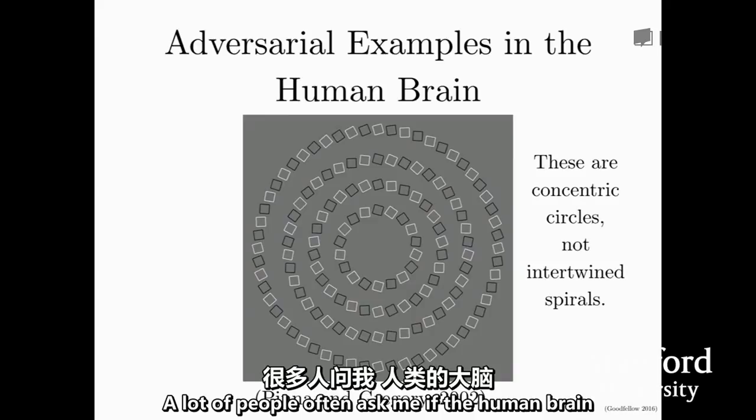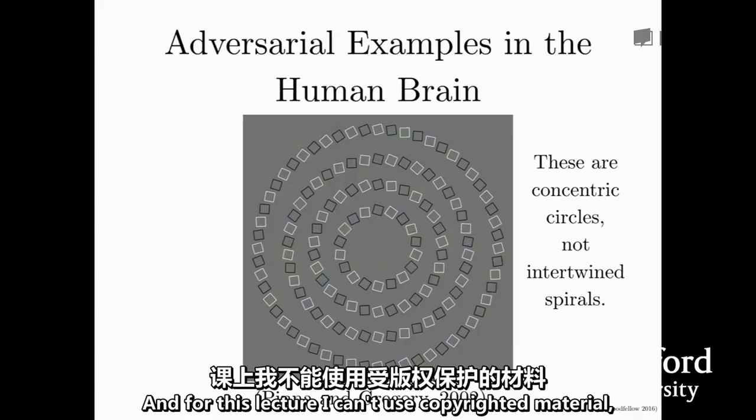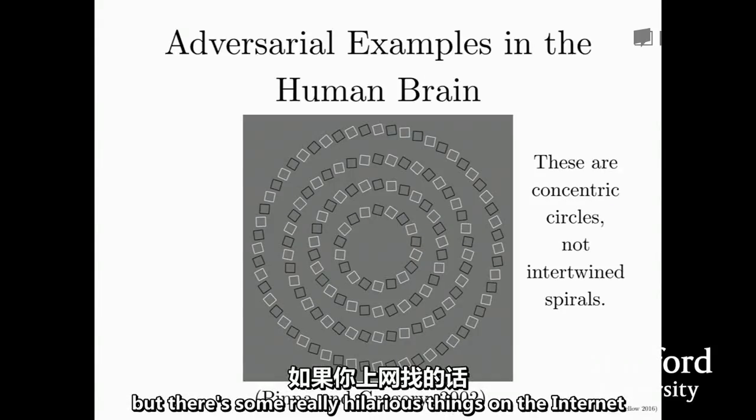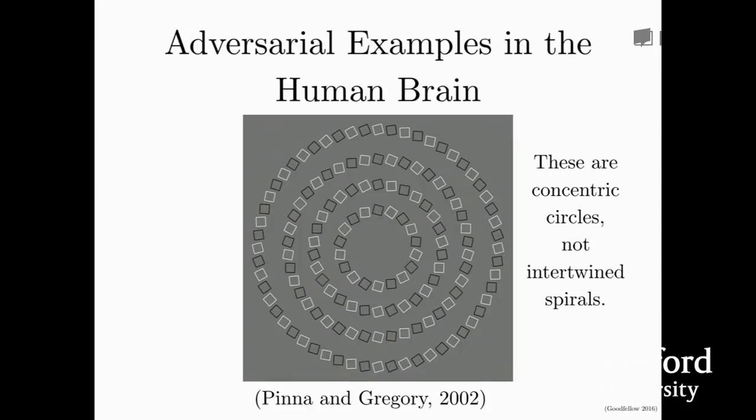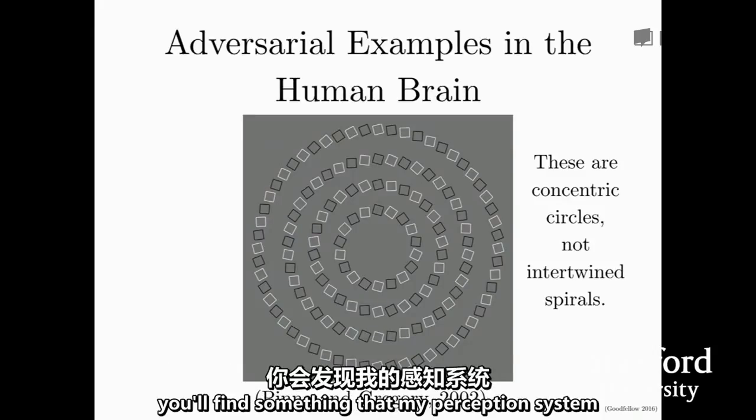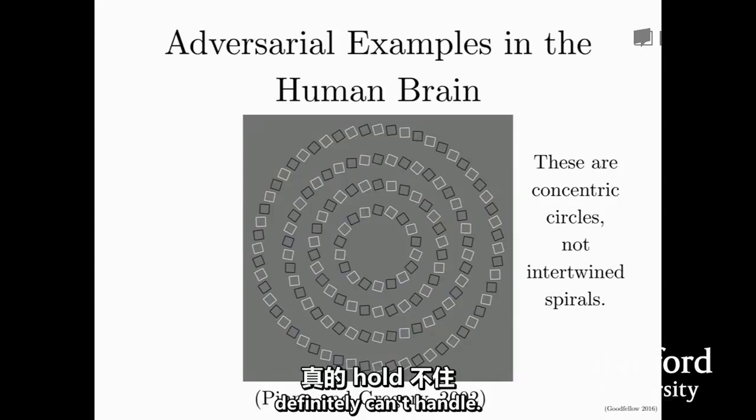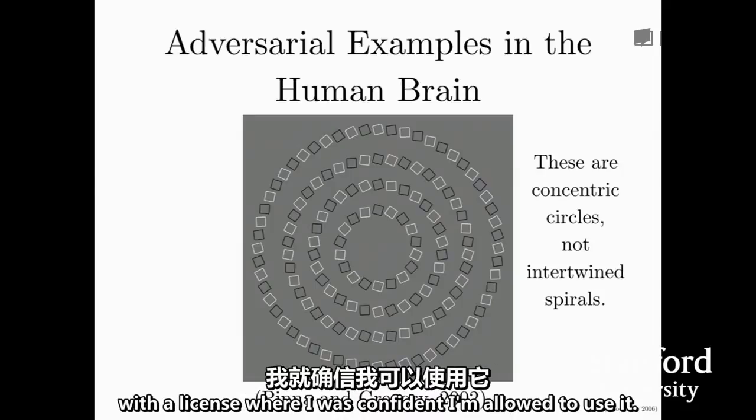A lot of people often ask me if the human brain is vulnerable to adversarial examples. And for this lecture, I can't use copyrighted material, but there's some really hilarious things on the internet. If you go looking for like the fake CAPTCHA with images of Mark Hamill, you'll find something that my perception system definitely can't handle. So here's another one that's actually published with a license where I was confident I'm allowed to use it.